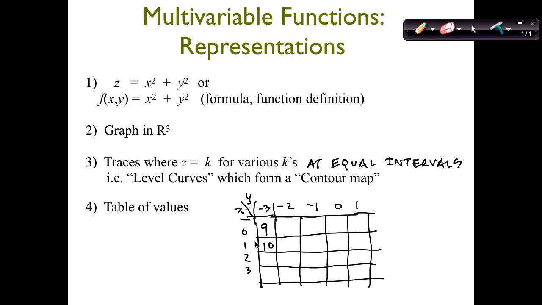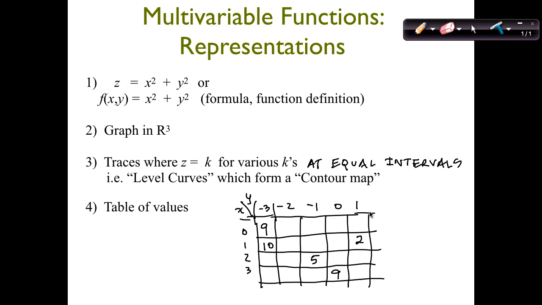Say when x is 2 and y is -1, then we get 5, right? And when they're both 1, we get 2. And when x is 3 and y is 0, we get 9, etc. So we could fill that table in. So these are the z values corresponding to ordered pairs of x and y. So a table of values is another way to represent a multivariable function.